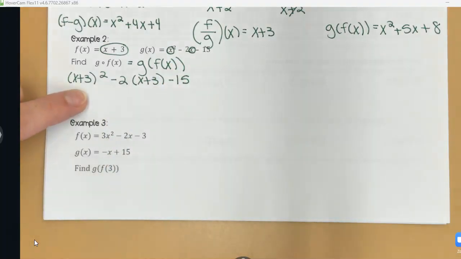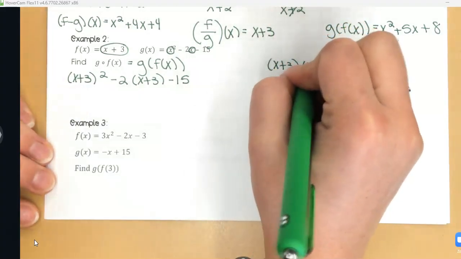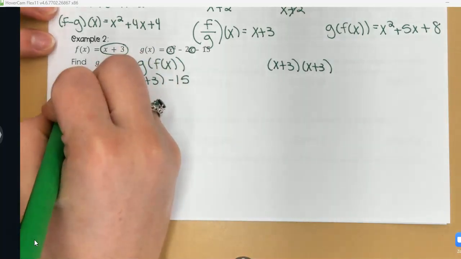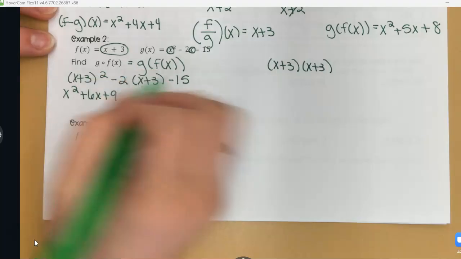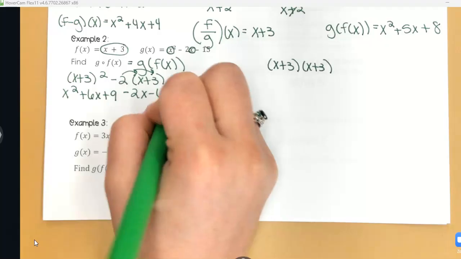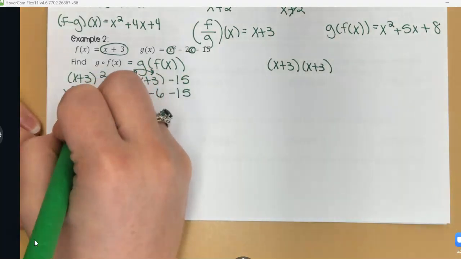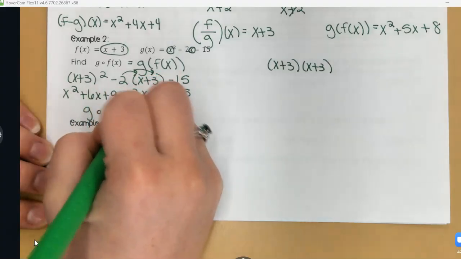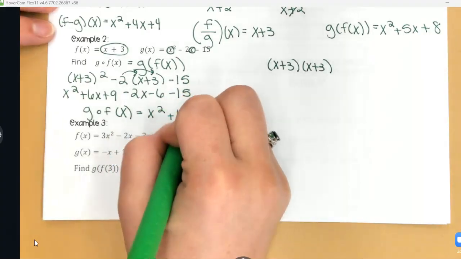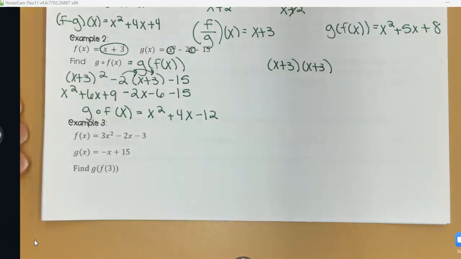Now, keeping in mind when you square a binomial, you do not distribute. This is saying x plus 3 times x plus 3, so really you are FOILing. And so what that will give you is x squared plus 6x plus 9. Then here I need to distribute the negative 2. And then that minus 15 is still on the outside. So after all is said and done and I've combined my like terms, g of f of x will be x squared, 6x minus 2x is 4x, and then 9 minus 6 minus 15 is negative 12.